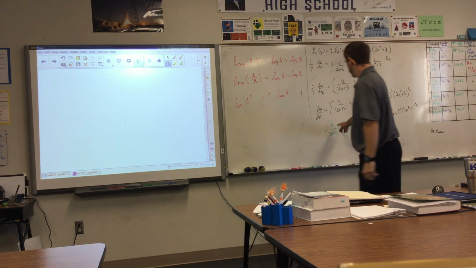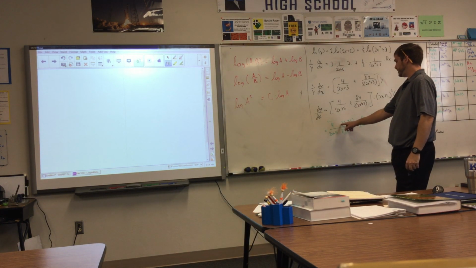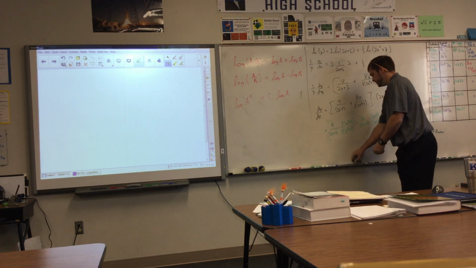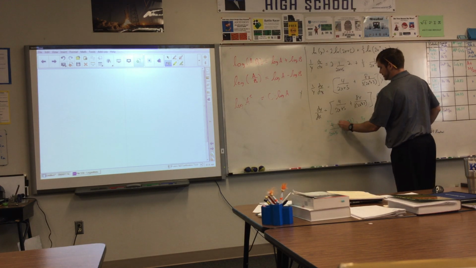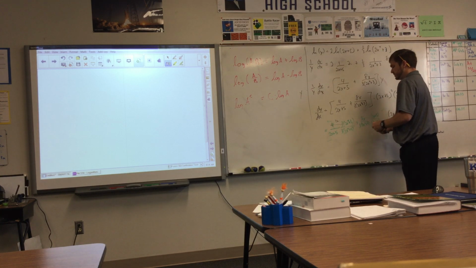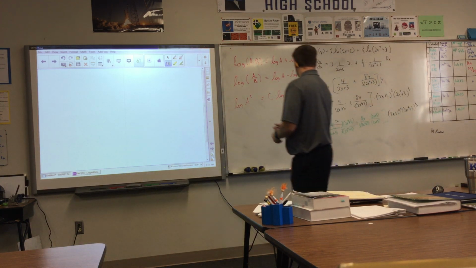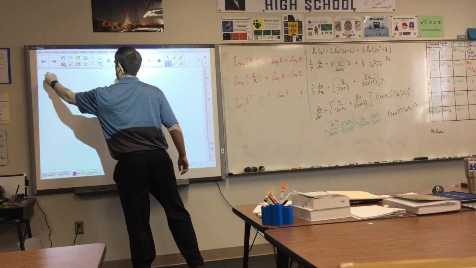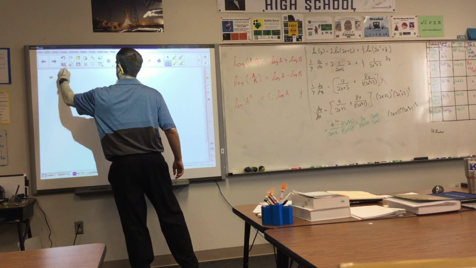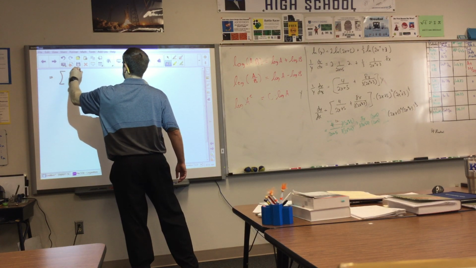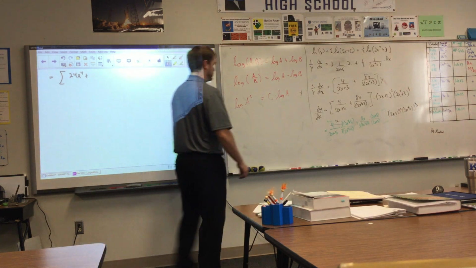So let's see, 4 times 3 is 12, so I've got a 12 and I'm going to distribute it. So 4 times 3 is 12. 12 times 2x to the 4th, so that's going to be 24x to the 4th.